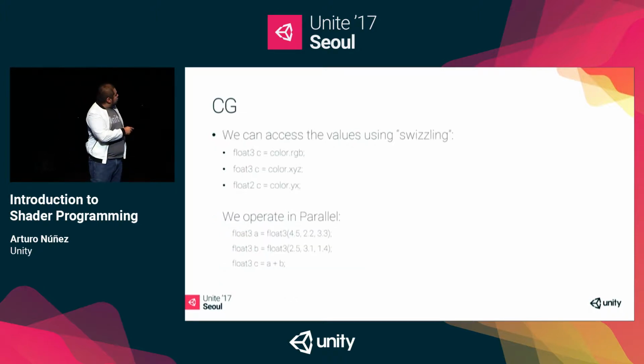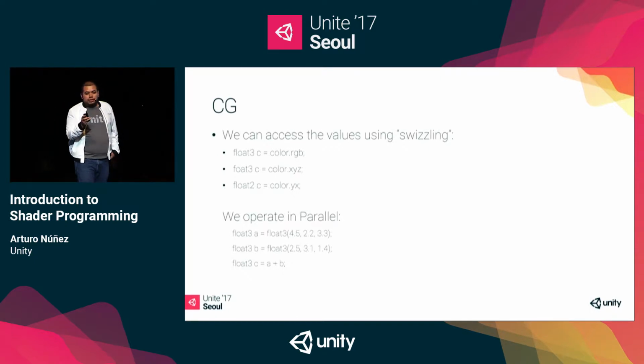To access the values there, we can do things such as setting color.rgb to access the RGB channels of that vector. Or for the same vector, we could do something like XYZ, and it will return the first 3 values in the vector. We can also do something called swizzling, which is accessing the components of the vectors in any order we want. We can do something like you see here, YX, we could do YYY, or anything that you might need.